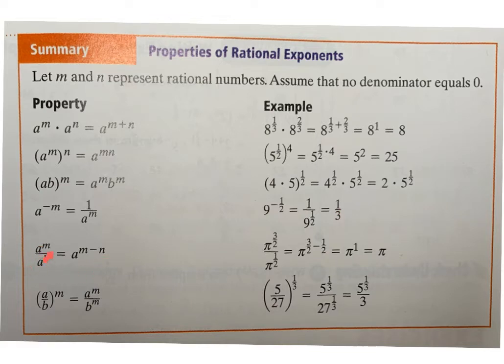If you are dividing like bases, you subtract their exponents. Pi to the 3/2 over pi to the 1/2 is pi to the 3/2 minus 1/2, which is 2/2, or pi to the first power, which is pi. And then if you have a group and you're raising that group, division works the same way as the multiplication. Everything in the group is taken to the power. 5 over 27, all to the 1/3, is 5 to the 1/3 over 27 to the 1/3. That's the cubed root of 27, so that is 3, and the cubed root of 5 does not reduce.